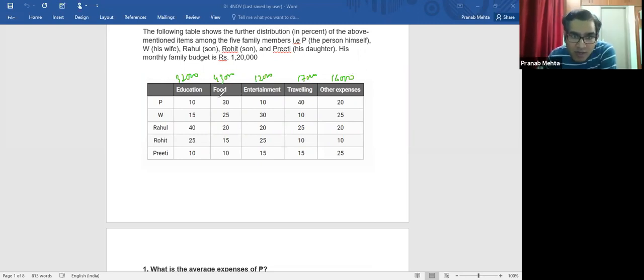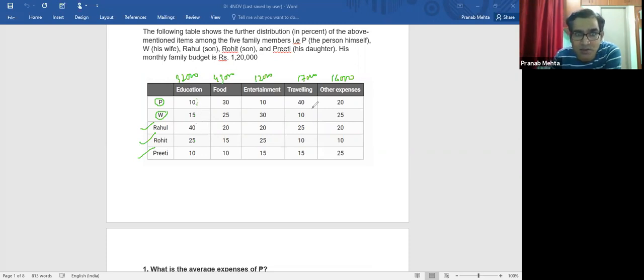Now on education, P is the person, W is his wife, and we are talking about 2 sons, Rahul and Rohit, and a daughter, Preeti. This complete education expense, which is 32,000 rupees, is given in terms of percentage. Very clearly, the question mentions that this data is in percentage. If you add these, you will get 100%: 10 plus 15 is 25, 25 plus 25 is 50, 50 plus 40 is 90, 90 plus 10 is 100. So now this 32,000 rupees gets distributed in these values.